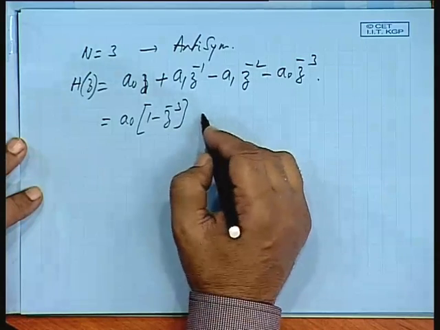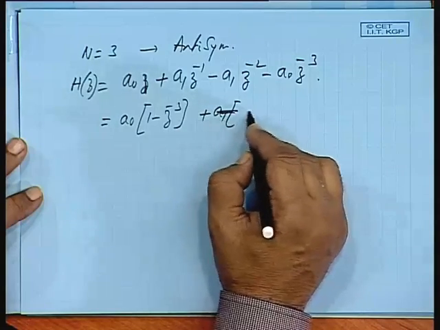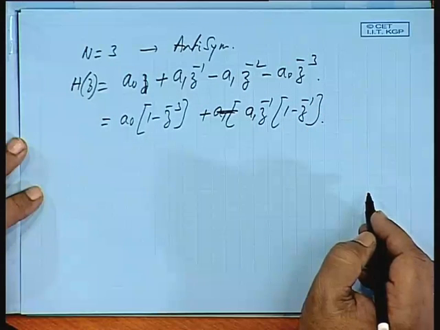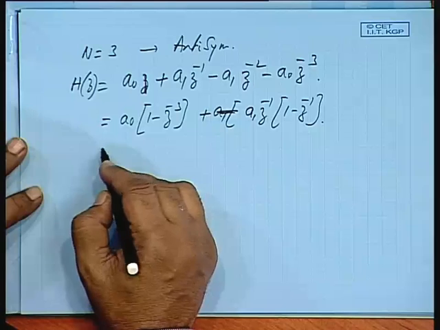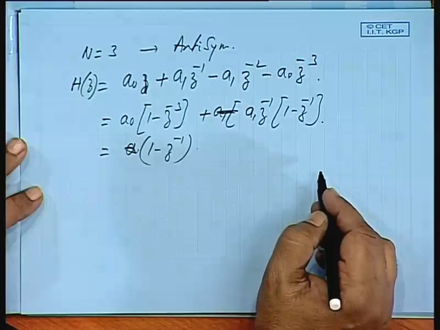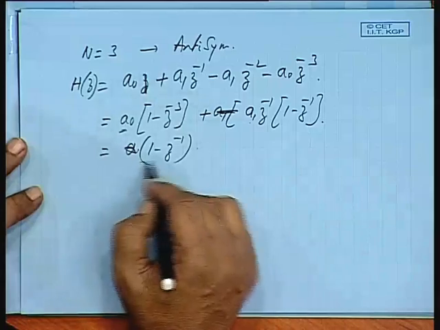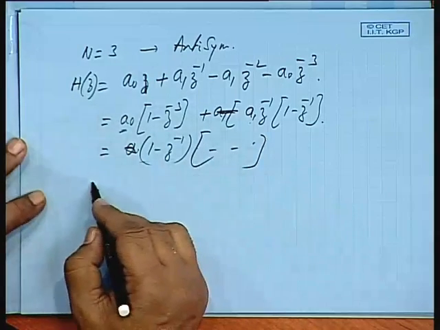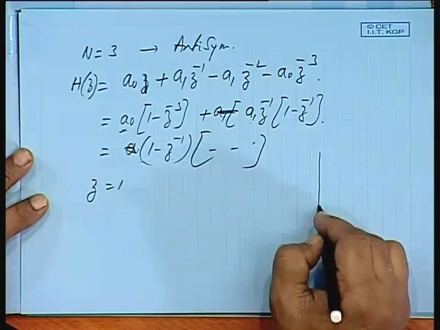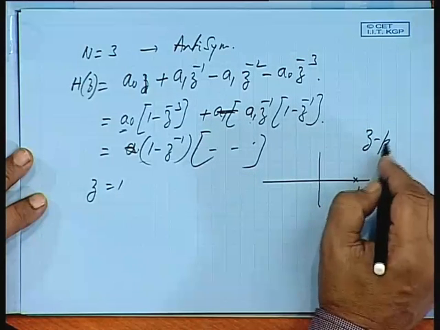Is that all right? Plus a1 z inverse, I can take a1 z inverse into 1 minus z to the power minus 1. Is that all right? So, 1 minus z to the power minus 1 is a common factor. Other factors will be depending on the magnitudes of a1 and a0. But 1 minus z inverse is a common factor. So, z is equal to 1 is a root, all right. That means, there will be a root here at 1, this is the z plane.